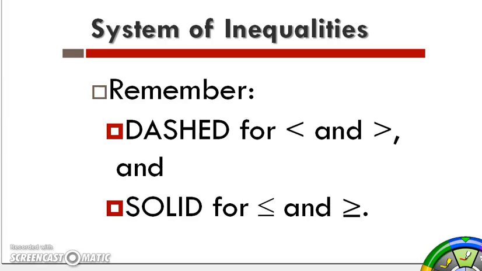Now, we have to make sure we pay attention to whether we have dashed or solid lines. So remember, if it's less than or greater than, you're going to have a dashed line. If it's less than or equal to or greater than or equal to, you're going to have a solid line. And just so we understand, a dashed line is going to look like this when you're creating your line, and a solid line is going to look like that when you're creating your line.